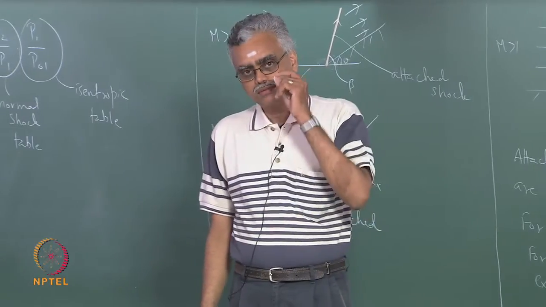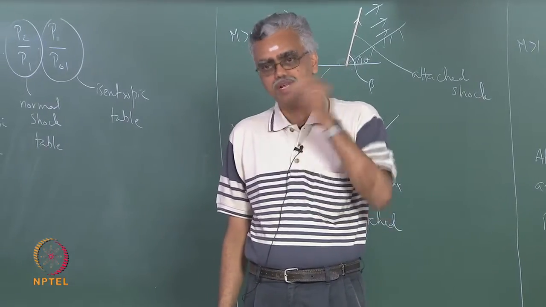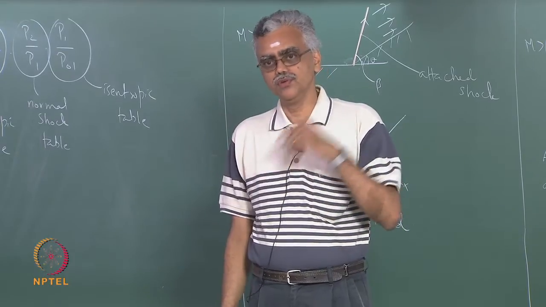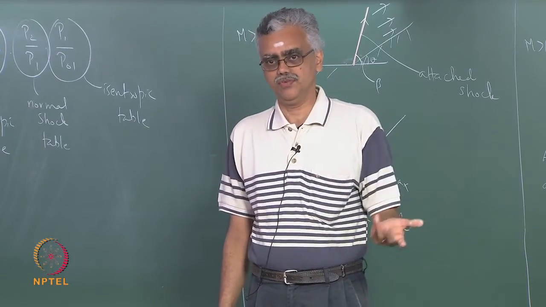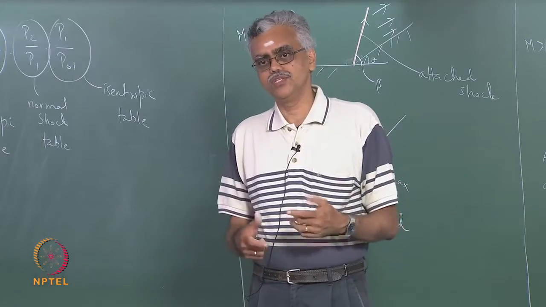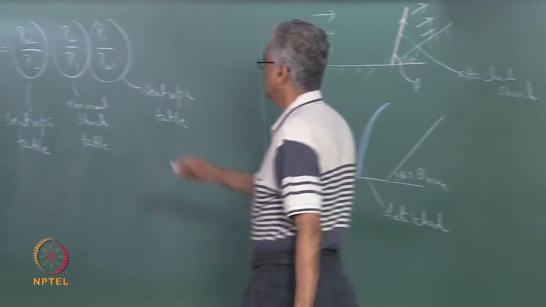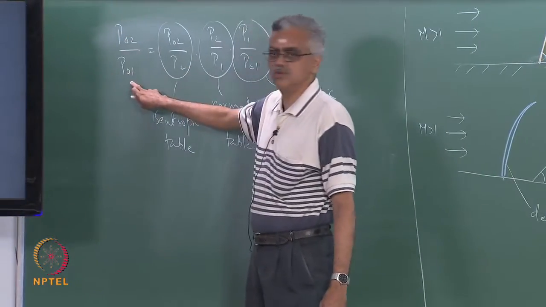No, that's what I said. Stagnation pressure is a frame dependent quantity. You are using different frames. When you use the normal shock table, you are using a different frame of reference. When you are looking at an oblique shock, you are looking at a different frame of reference. Okay? Which is why you cannot use the normal shock table to calculate this.